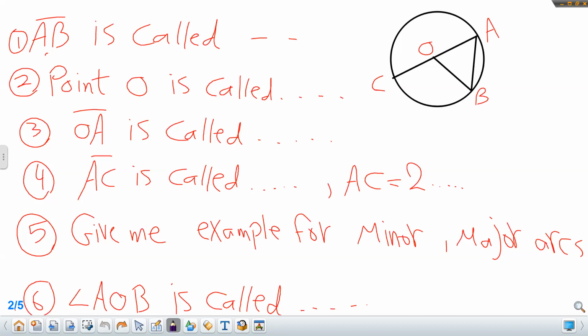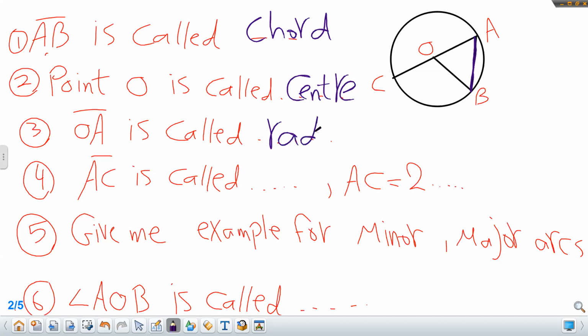Okay, come with me, guys, come with me, girls, to solve this exercise. Number one. AB is called? Yes, good. Chord, because it's a line segment joining 2 points on the circle. Number two. Point O is called? Good. Center of the circle. Number three. OA is called? Yes, good. Radius.